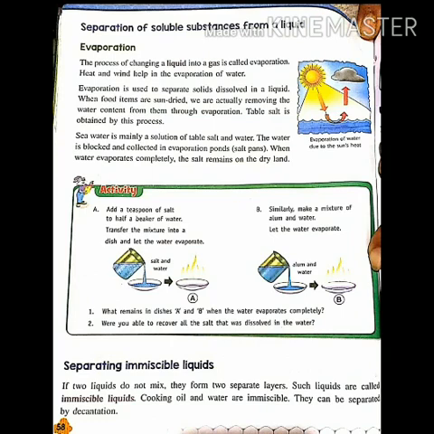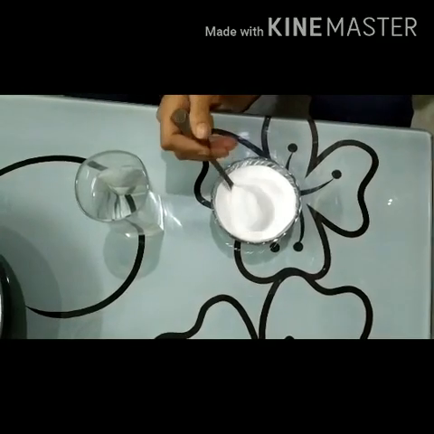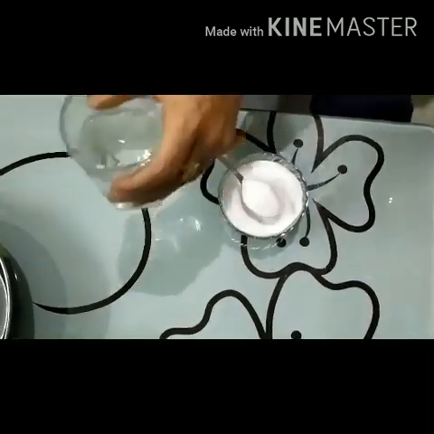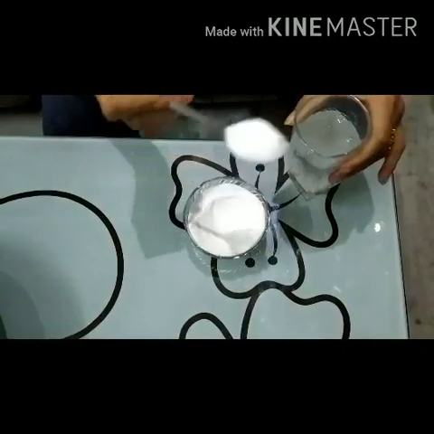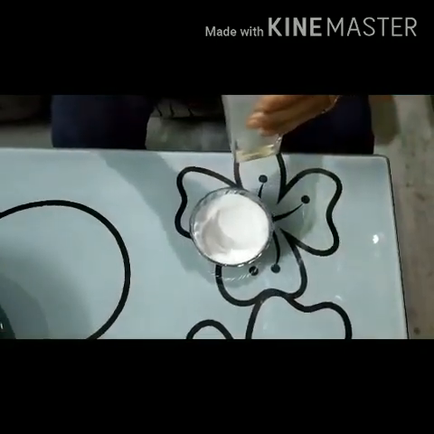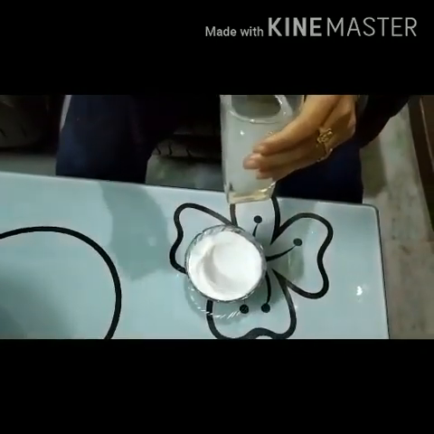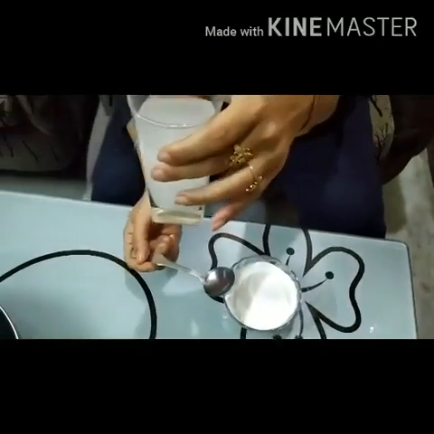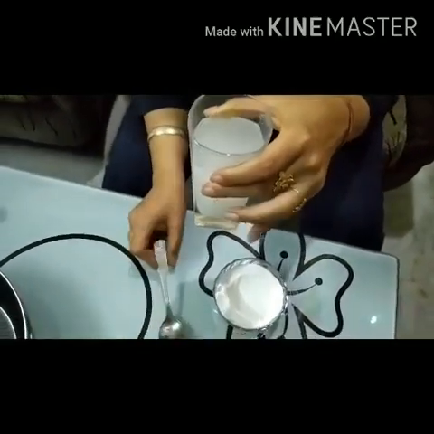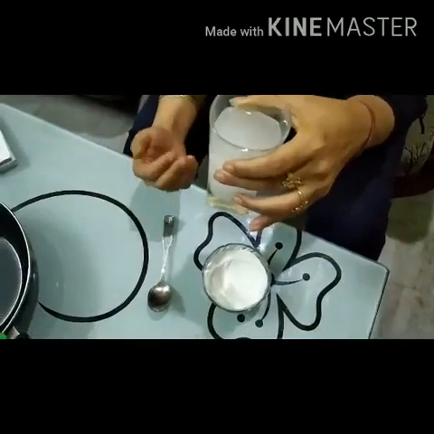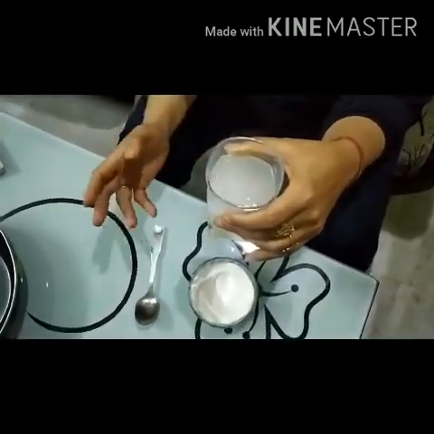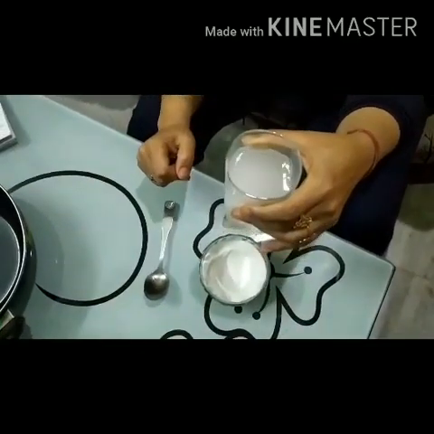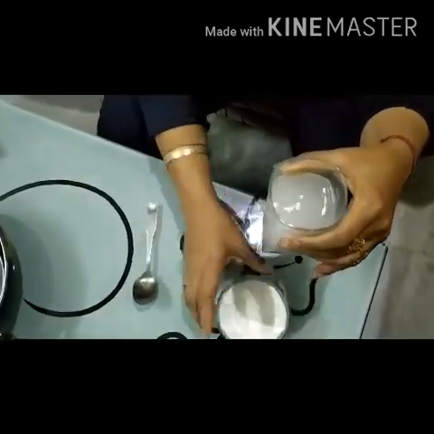To understand the topic, let's do an activity. Here, I have taken salt and water. I am putting this salt in water. Two tablespoons of salt I am putting in this water and stirring it with a spoon. We get a salt solution. If now I want this salt back from this solution, can I get it back by any of the processes studied before, like filtration or sieving? Let's see.